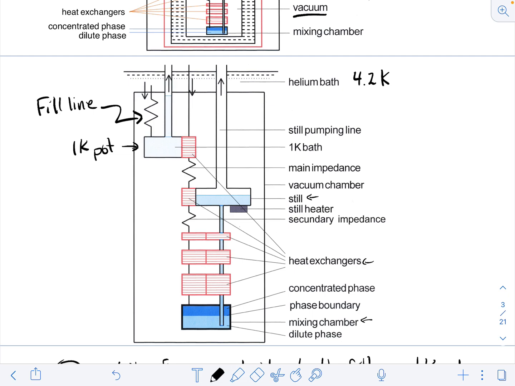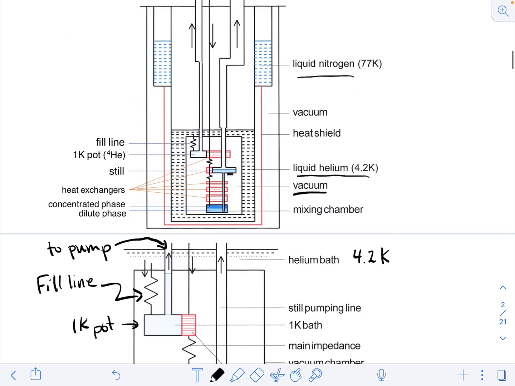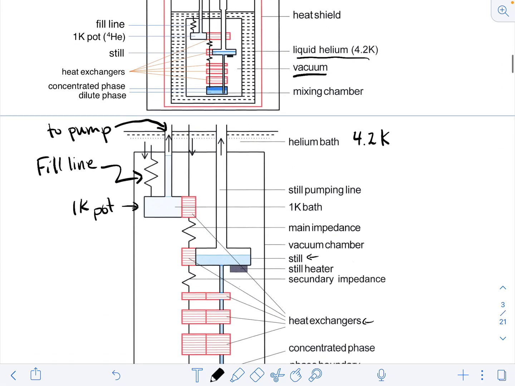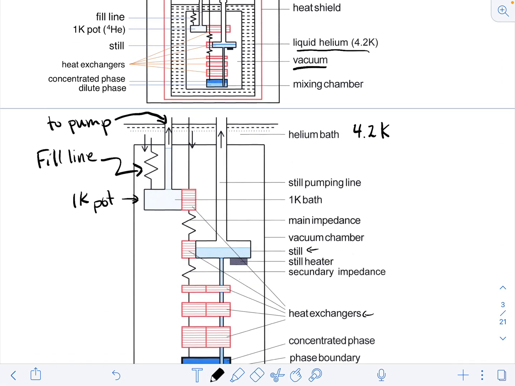And so to fill the pot, what we're going to do is we're going to turn on a pump. And so this goes to a pump. And so in this previous picture, you can see that there is a pump for the 1K bath. And so when we start pumping on this little pot, the reduced pressure causes helium from the outside to fill through this impedance, which is a long capillary, and we get some liquid filling up this 1K pot.